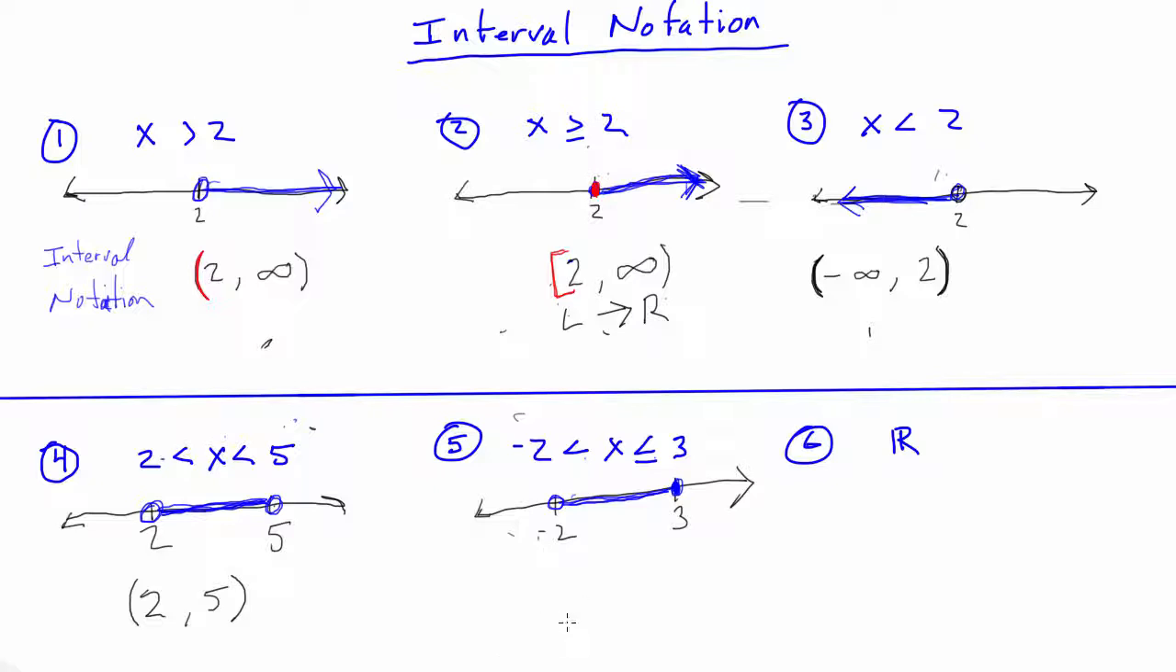Okay, in interval notation, I think that's a negative 2. So we're going to go from negative 2 to 3. And the negative 2 gets the parentheses. Let's clean that up a little bit. The negative 2 gets the parentheses. The 3 gets the bracket.